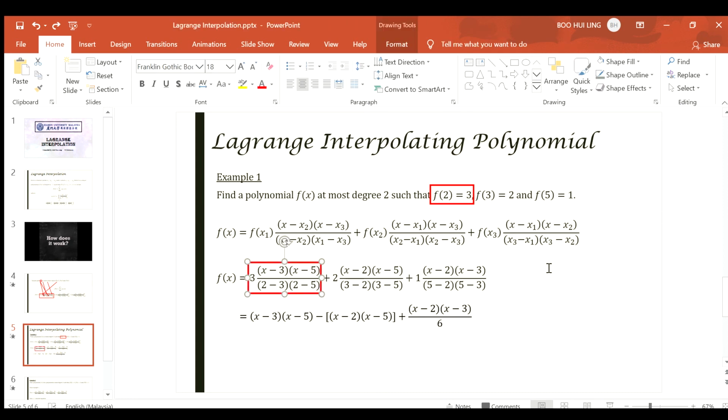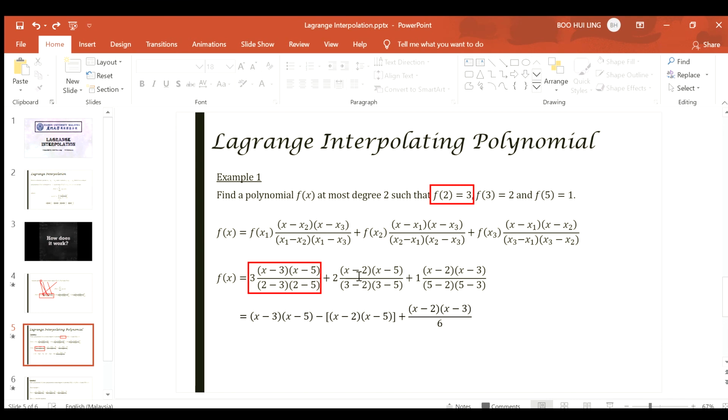we look through this first part and ignore the two parts behind, and we need to substitute the value of the point that we take, which is 3, in front. Then the upper part of the fraction is the unknown x minus the other points that we didn't take, which are 3 and 5. Then the lower part of the fraction is the point that we take, which is 2, minus the other points, which are 3 and 5. Then the second part and third part are also the same.